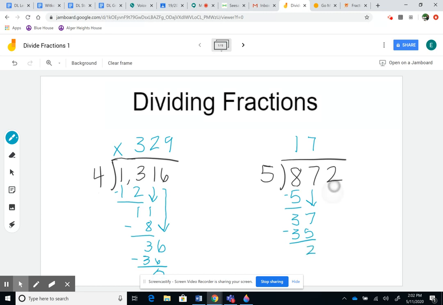Now 5 can't go into 2, so we bring the next number down, and our new number is 22. How many times does 5 go into 22? The answer is 4. 4 times 5 is 20. And 22 minus 20 is 2. Now 5 can't go into 2, so that becomes our remainder. So I'm going to bring that up here. And our quotient is 174 with a remainder of 2. So we have one with a remainder, one without a remainder. I just wanted to go over that because we're going to be using those basic skills to divide fractions today.